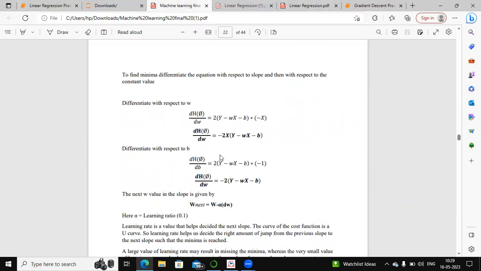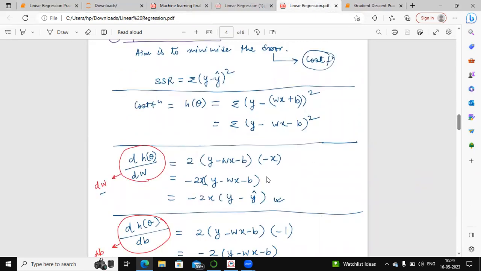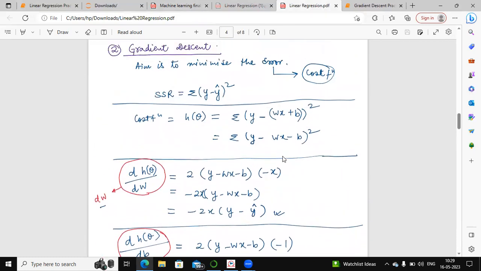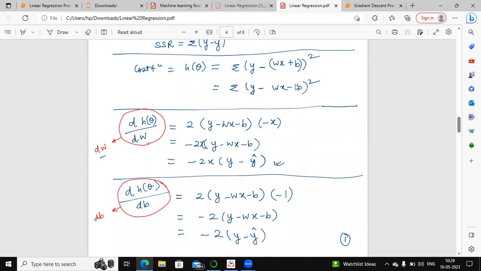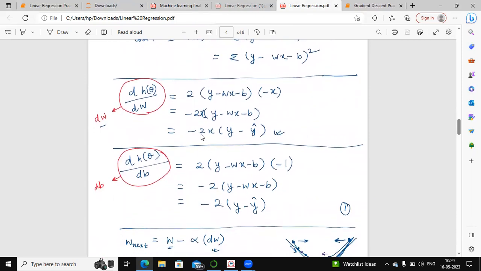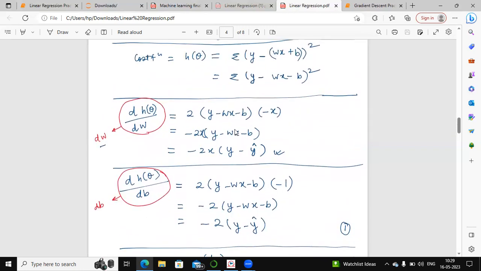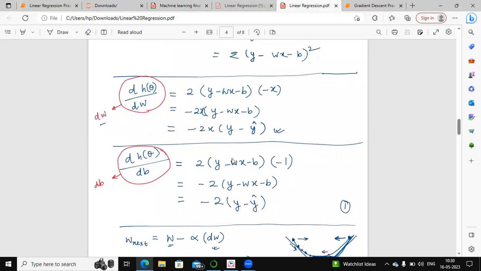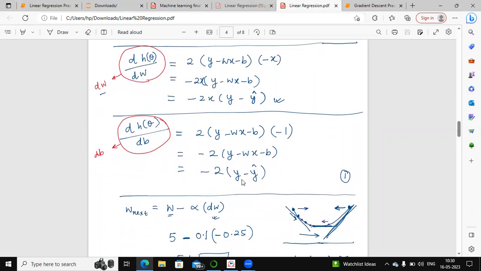Now we will differentiate with respect to b. When you differentiate with respect to b, the coefficient of b is only 1, so minus 1 will come. So minus 2 into (y minus wx minus b). Here, wx plus b is y cap, which is y predicted. So dW is minus 2x into (y minus y predicted), and db comes out to be minus 2 into (y minus y cap).